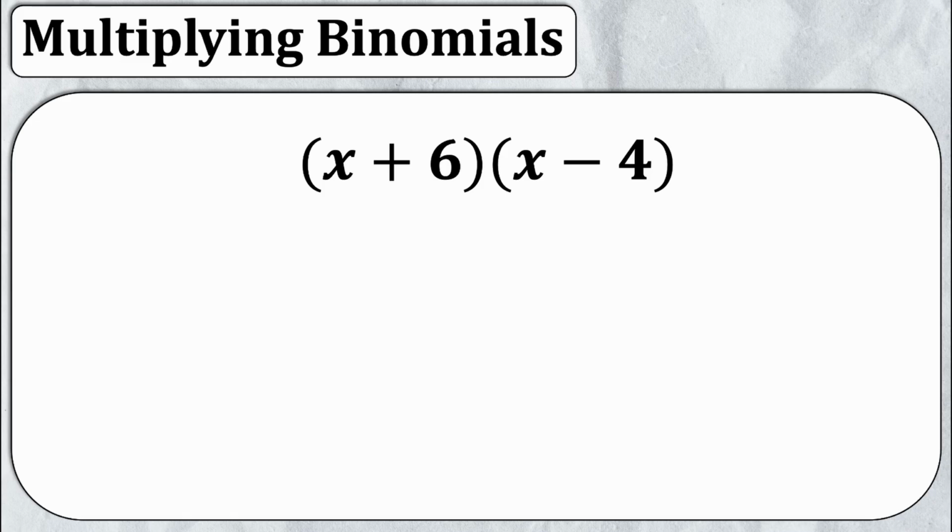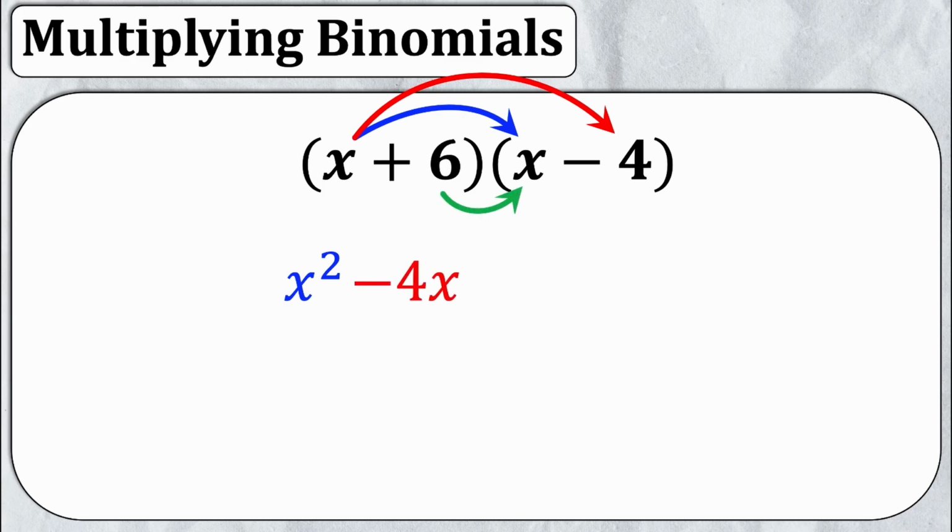So once again, the first multiplication we're going to do is the first two terms in the brackets. So that's x times x, and that's x squared. The second bit of multiplication are going to be the outside terms. So x times negative 4, which is negative 4x. Next, we have the inside two terms. So that's positive 6 times x, which is positive 6x. And then finally, we have the last terms in each set of brackets. So that's 6 times negative 4, which is negative 24.